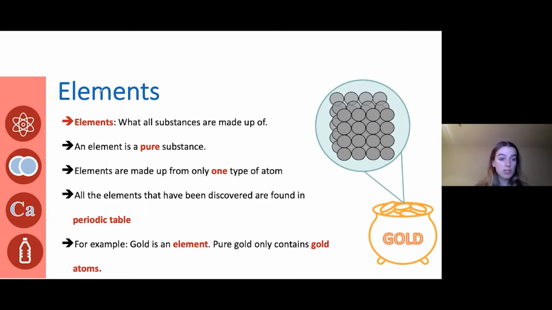Carbon is an element, so it's just made of carbon. Oxygen is made of oxygen, so that's an element. Whereas sodium is made of sodium, so that's an element. So all our different elements are the different types of atoms that we see.